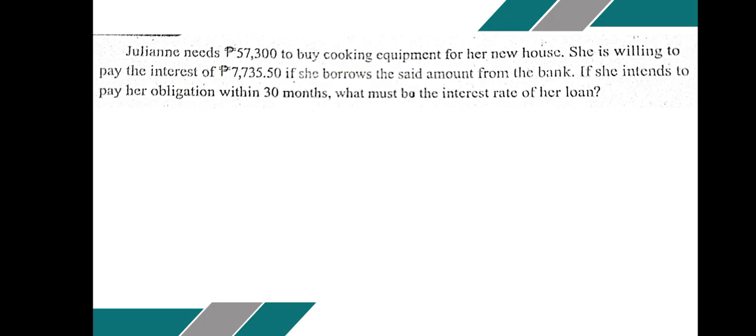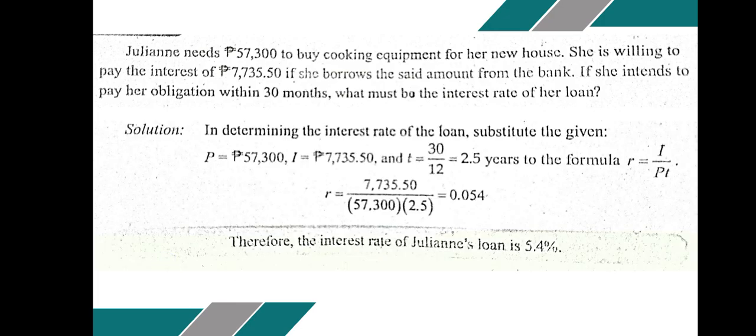So, ano daw yung interest rate ng kanyang pag-utang? Okay, so in determining the interest rate of the loan, substitute the given. So, we have here the given information, which are the principal, that is 57,300 pesos, and the interest, which is 7,735.50. And since the time given here is in months, which is 30, we need to divide it by 12, kasi sa isang year, meron tayong 12 months. So, 30 divided by 12 is equal to 2.5 years.